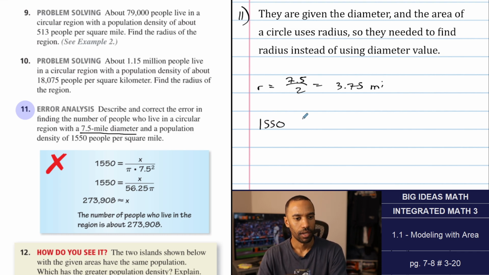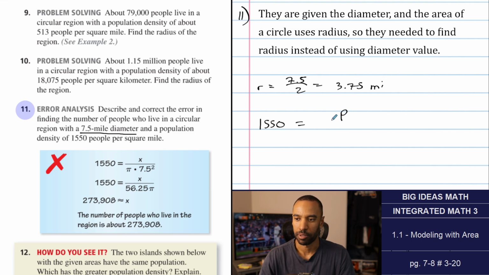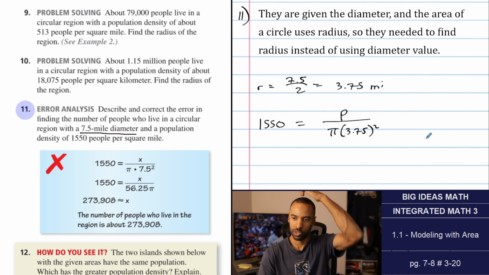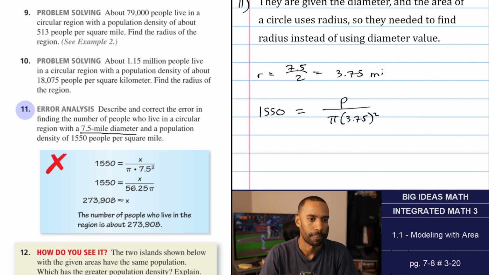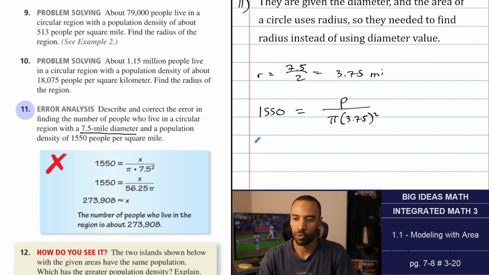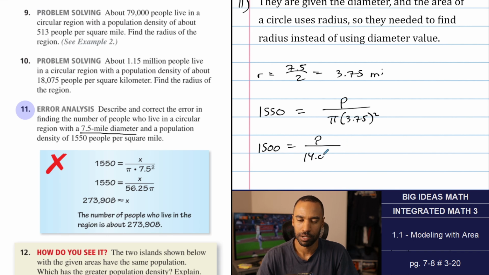1,550 people per square mile is this unknown, I'll put P, unknown population over pi r squared. And we have to use r, just like that. Now, 3.75 squared is 14.0625. No rounding to be had, please, on that. So P over 14.0625 pi, that's our area.